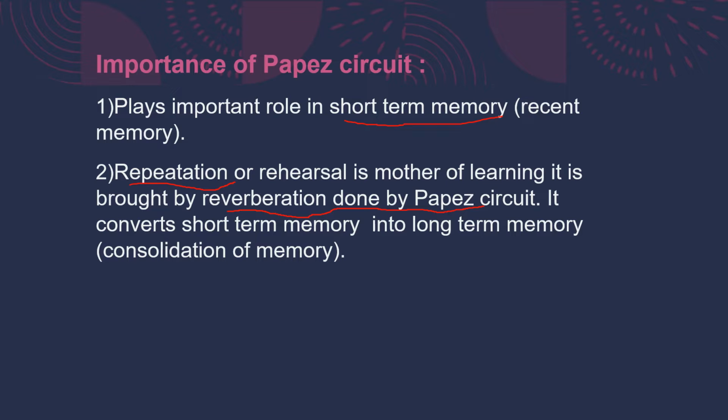In the previous slide we have seen the Papez circuit. So the connections are going on between the parts of the limbic system within itself, again and again. So that is reverberating. It converts short-term memory into long-term memory. That is called consolidation of memory. So for consolidating, repetition or rehearsal is very important, which is done by reverberation in the Papez circuit.